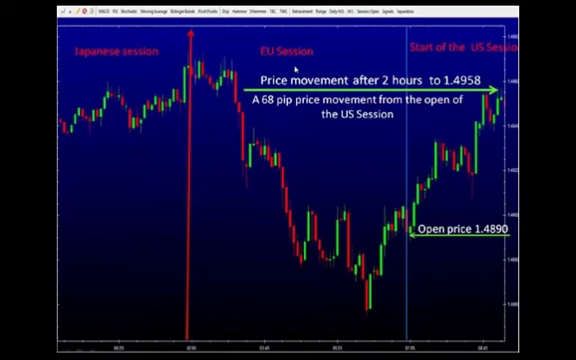Here we can see the European session, the open price for the US session at $148.90. And take a look at the price movement. After 2 hours, it moved higher to $149.58. This is what we look for when we're looking to determine the direction of the market. As you can see, the open price of $148.90 and the end price after 2 hours is $149.58. It's more than 60 pips on an uptrend, giving us a good idea of the direction of the market and giving us more reassurance for us to place buy orders.